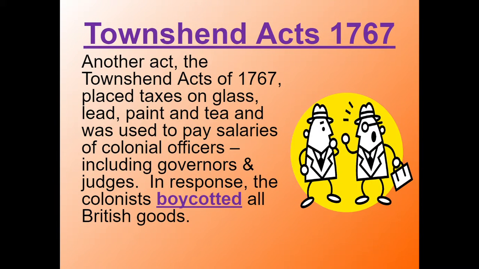Then the Townshend Act of 1767 is again another tax placed on glass, on lead, on paint, on tea, and these were used to pay for the salaries of colonial officers, including the governors and judges. In response, the colonists will boycott all British goods. That's going to give even less money. So the intent of the Townshend Acts and the Sugar Act and the Quartering Act is to raise money. We'll have the reverse effect. The colonists will find ways to boycott, smuggle, and that'll bring even less money to the British.